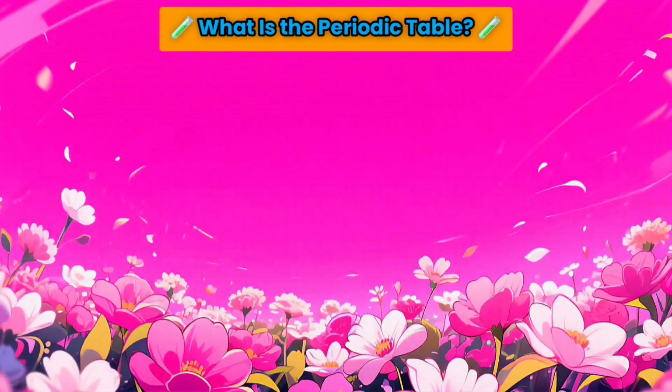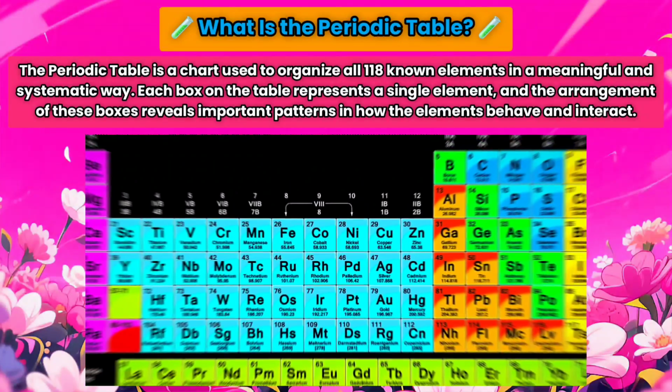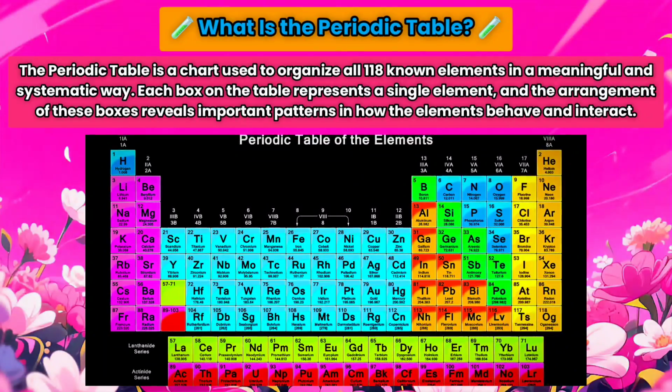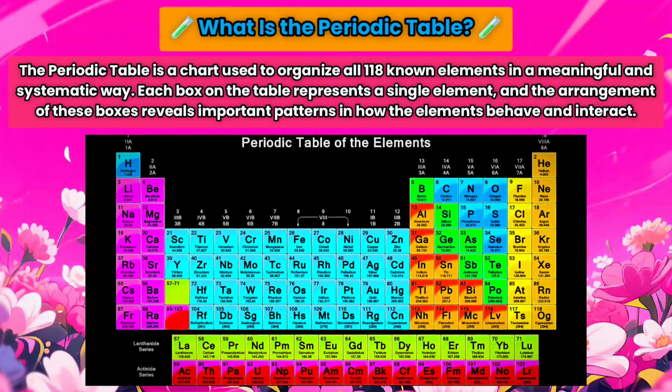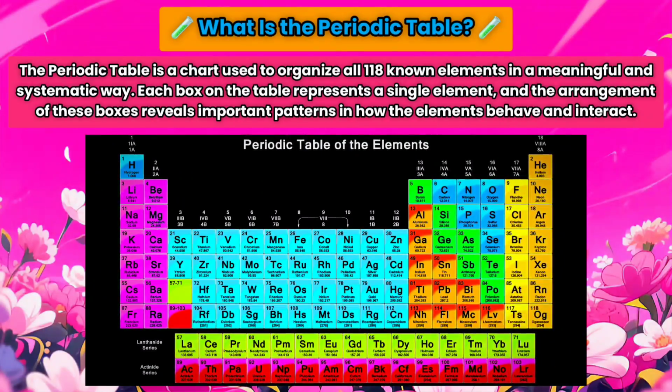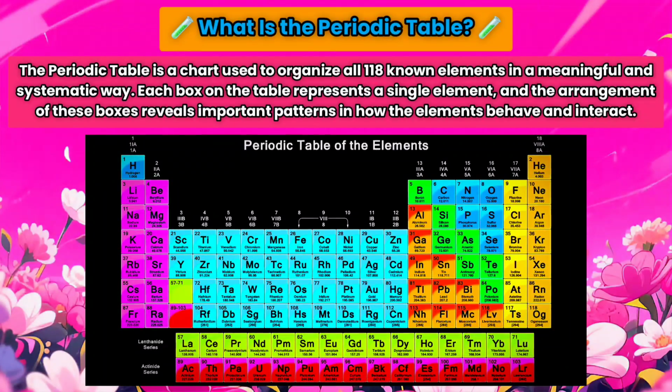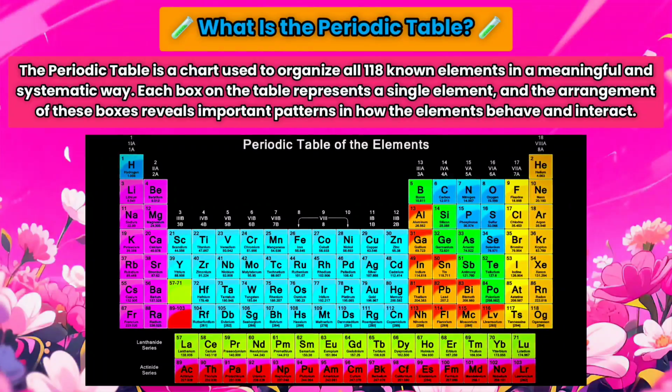What is the periodic table? The periodic table is a chart used to organize all 118 known elements in a meaningful and systematic way. Each box on the table represents a single element, and the arrangement of these boxes reveals important patterns in how the elements behave and interact.